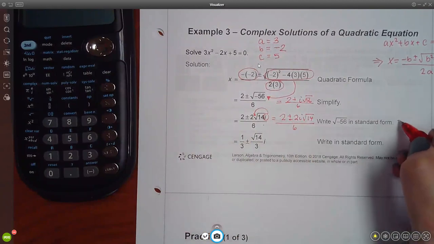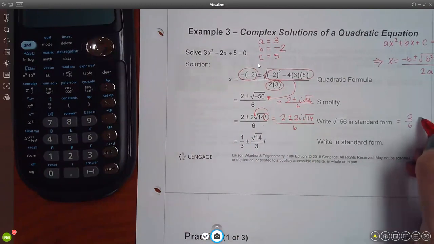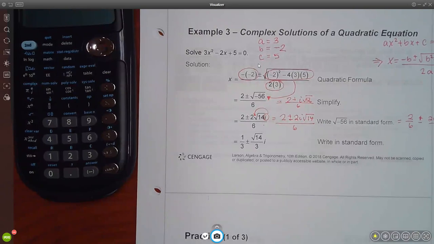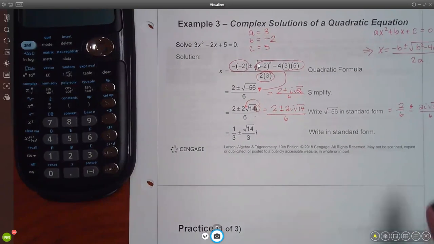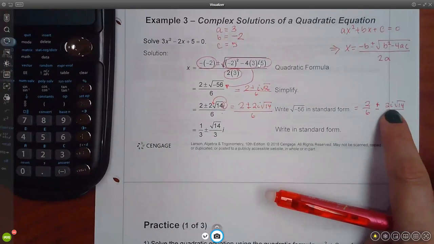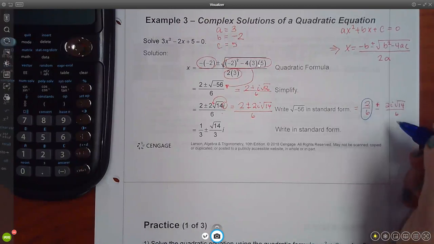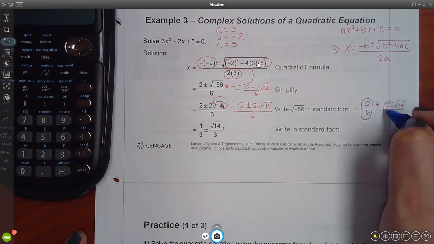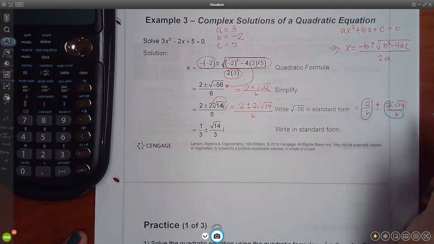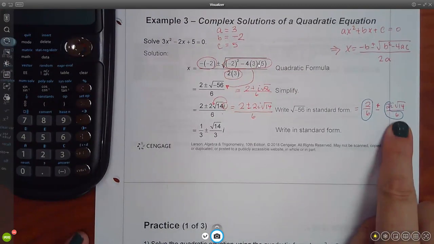What they did was they took the 2 and put it over 6, they took the plus or minus, took 2i square root of 14 over 6. Now you have to be careful. This is kind of like a variable. This i right here, it's like a variable. I can't type it in my calculator, okay? What you're going to type in your calculator is 2 over 6, so we can reduce it for you, and only the real parts that are outside the radicals can you reduce over here on this side.